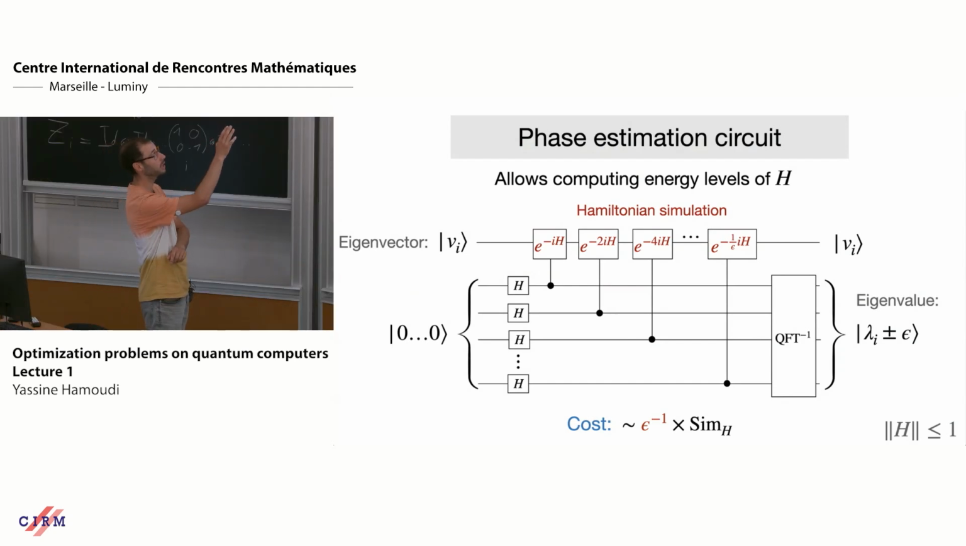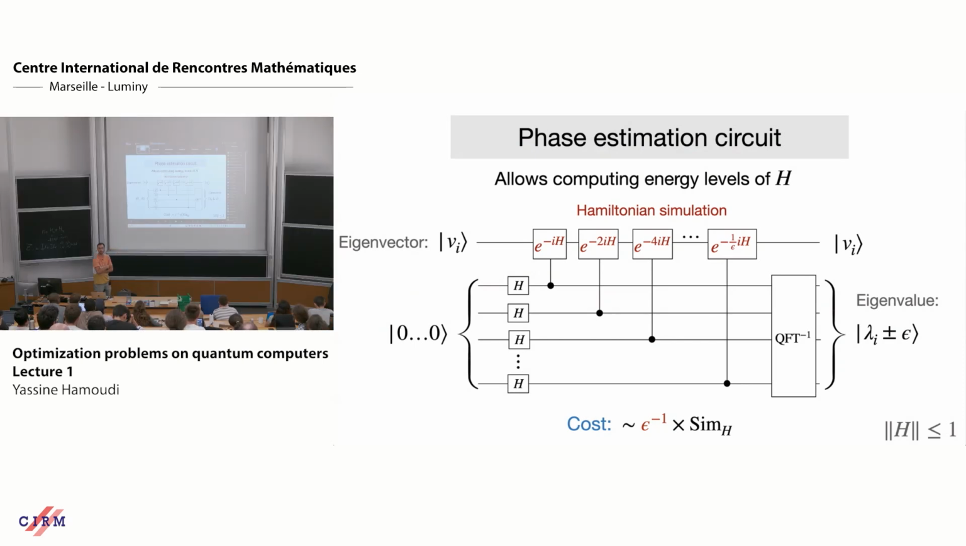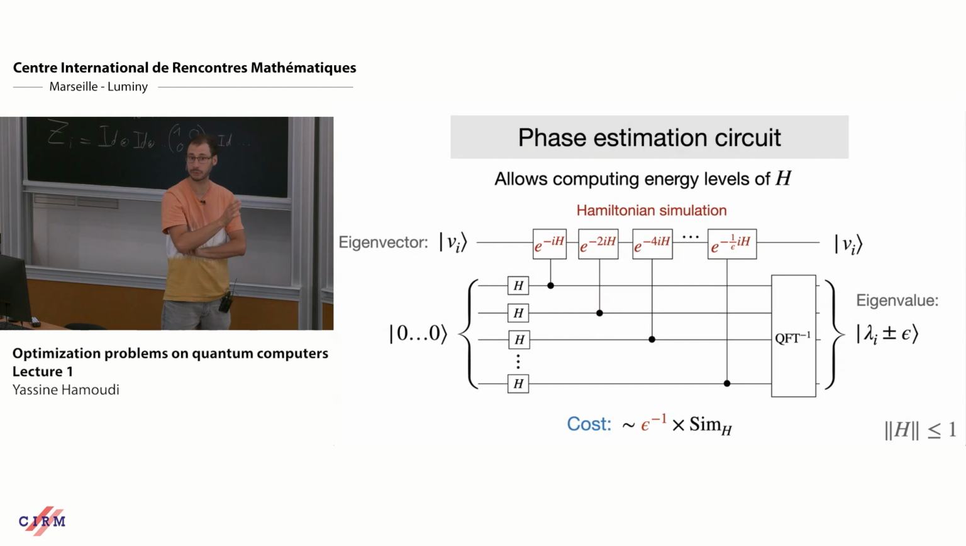So the input is an eigenvector v_i of H. There is a bunch of ancilla. And what you do is you use Hamiltonian simulation with different parameters for the time evolution. So you see, you are making an evolution with 1 unit of time, then 2 units of time, 4 units of time, etc. And at the end, you apply an inverse quantum Fourier transform.